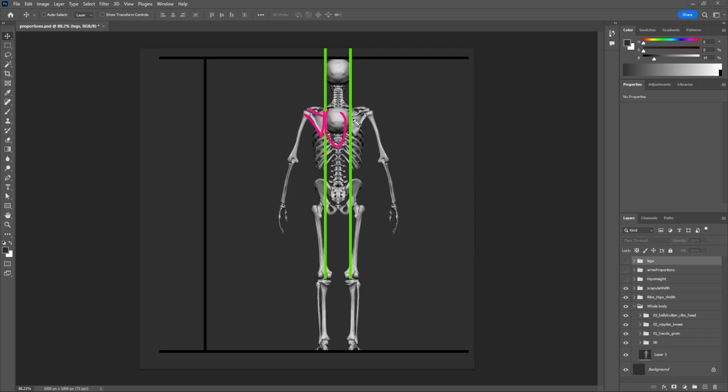We haven't really talked about this yet. We will, of course, get into this, but this becomes a very important landmark for us as well. And the shoulder blades is really one of the more important parts when it comes to the upper body anatomy. So knowing that there is about a head width here is pretty useful.